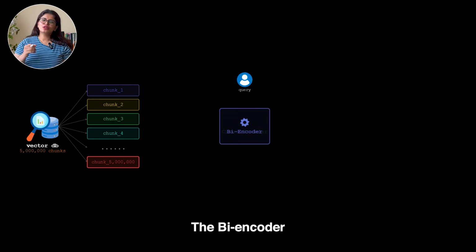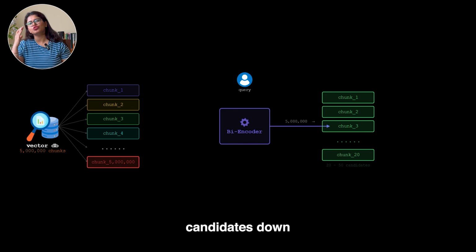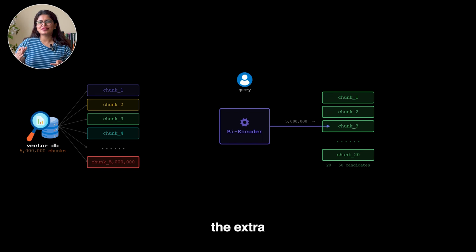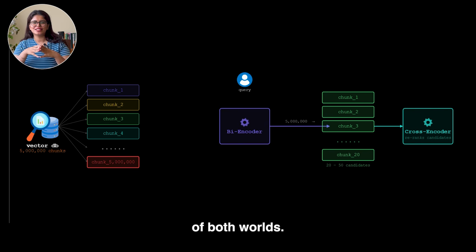The bi-encoder solves this problem by reducing millions of candidates down to maybe 20 or 50. Only then do we spend the extra computation on the cross-encoder. So production systems get the best of both worlds, fast retrieval and accurate ranking.